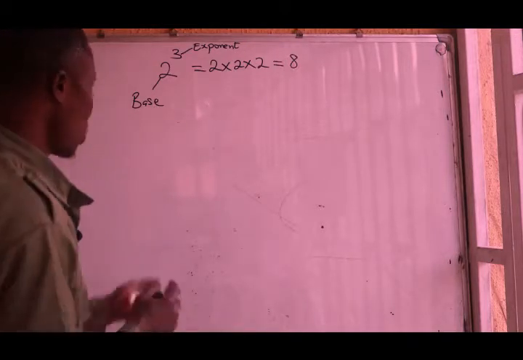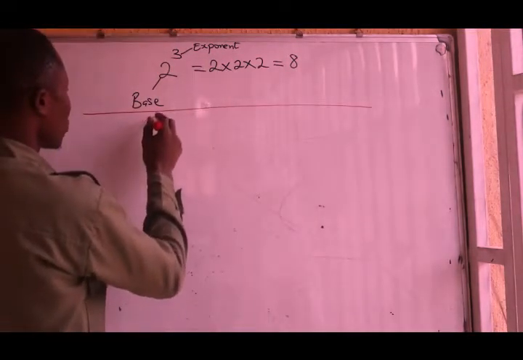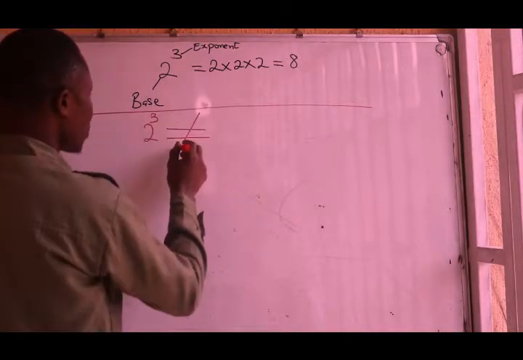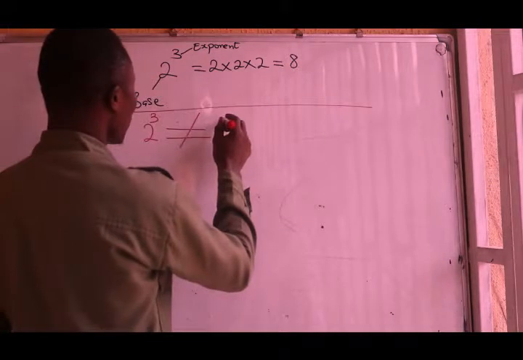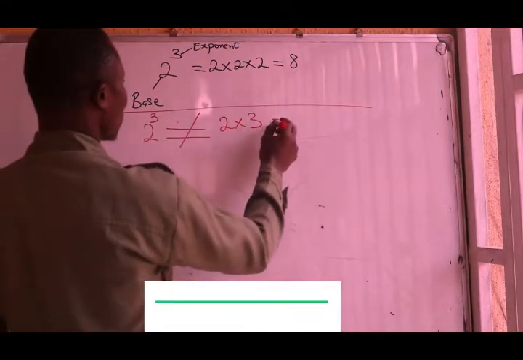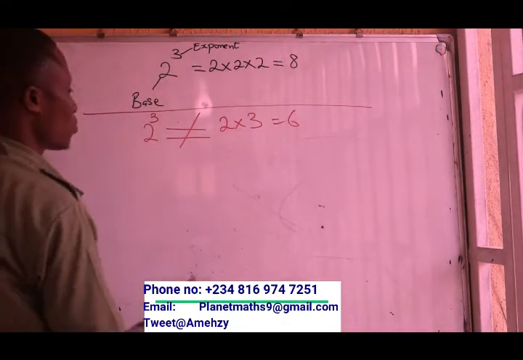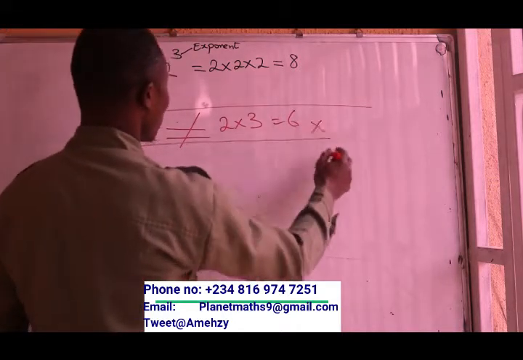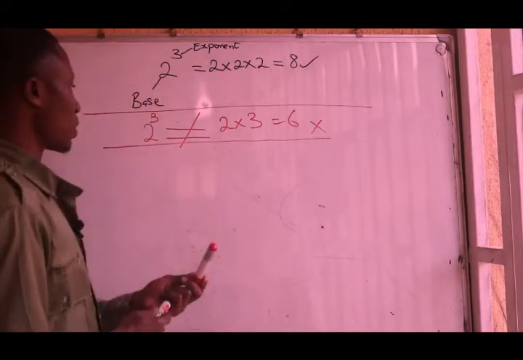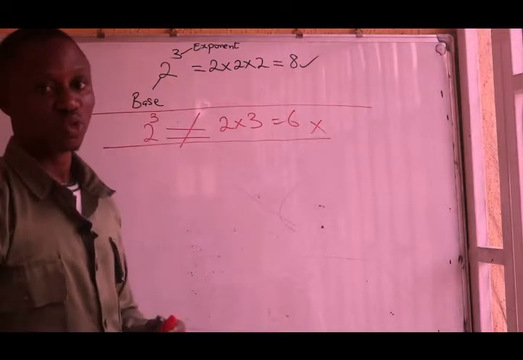One thing you mustn't do is this: don't write 2 raised to the power of 3 as equal to 2 times 3. 2 times 3 is 6, while 2 raised to the power of 3 is 8. This is wrong and this is right. So never multiply the base by the exponent. That will make you flip.